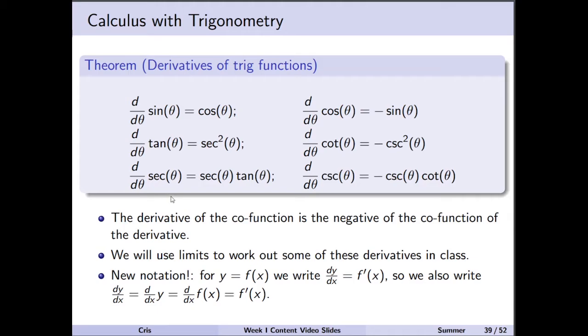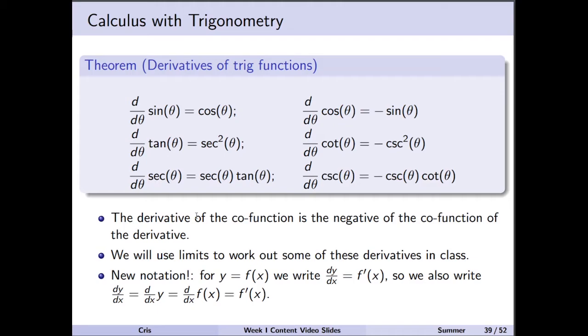We see some nice patterns here. We see that the derivative of the cofunction is the negative of the cofunction of the derivative. So the derivative of sine is cosine, but the derivative of the cofunction, cosine, is the negative of the cofunction, sine. The derivative of the tangent is secant squared, and the derivative of cotangent is the negative of cosecant squared. So you only have to remember half the differentiation rules if you want to remember this rule right here. And we'll be able to prove this rule very easily later on using the chain rule.